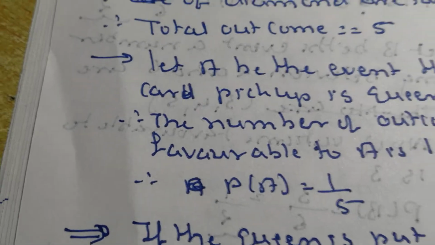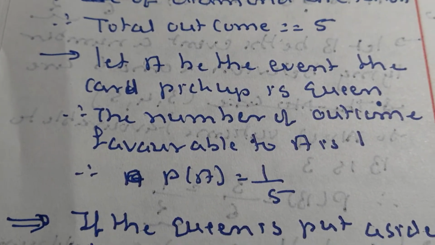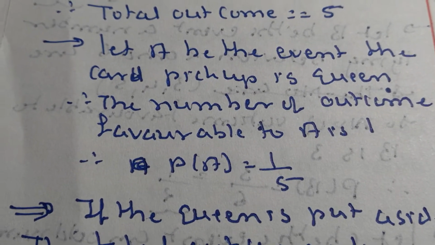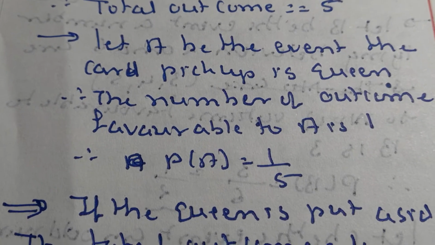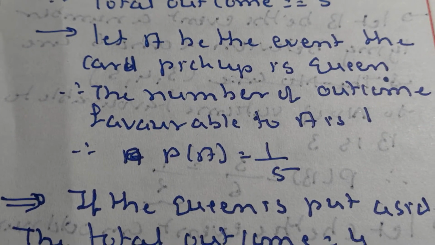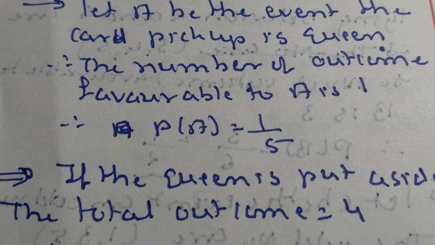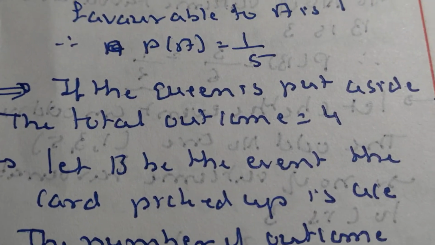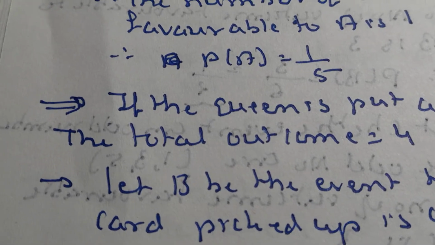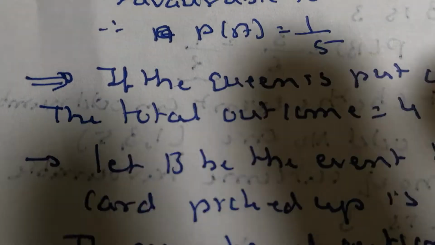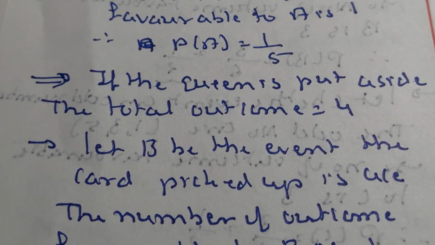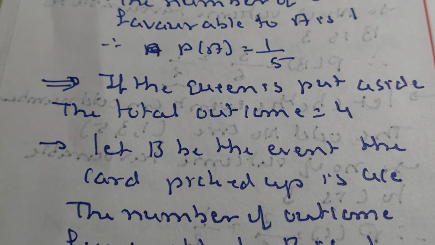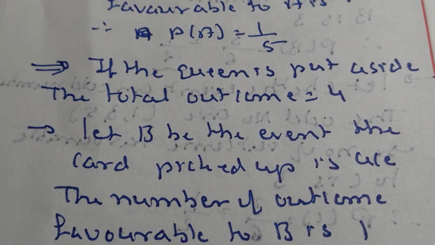Question 1. Let A be the event that the card picked up is Queen. So the number of outcomes favorable to the event A is 1, as there is one queen. So P(A) is equal to 1 upon 5. The queen is put aside, that means out of 5, 1 has been withdrawn. So the total outcome now will be 4.